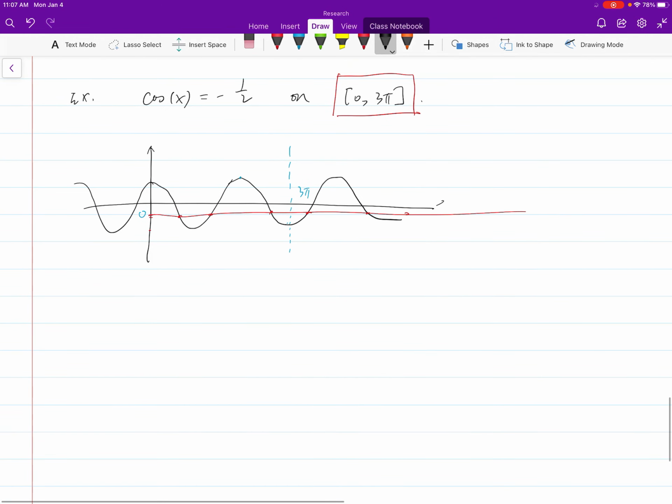Okay. So how do we solve this? And the answer is quite easy. Number 1, solve this. Pretend you didn't see the interval.